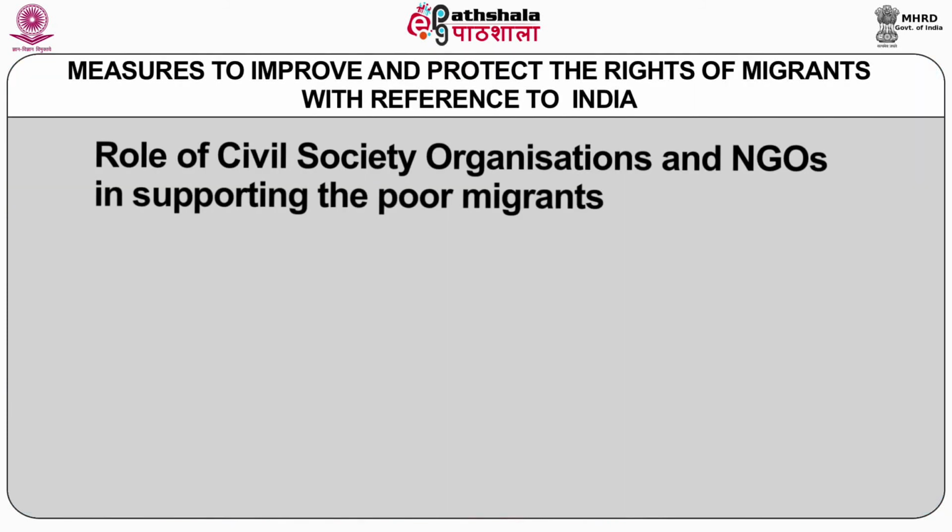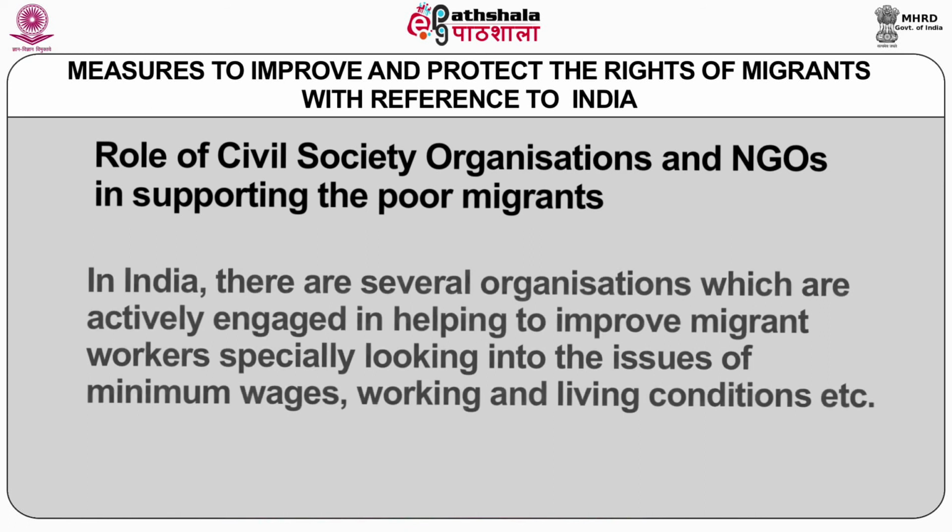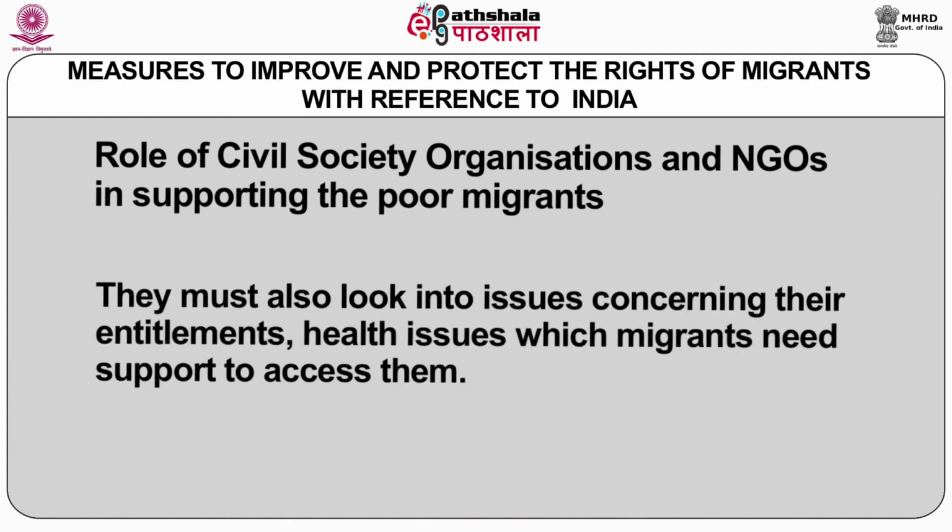Now, what's the role of civil society organizations and NGOs in supporting the labor migrants? In India, there are several organizations which are actively engaged in helping to improve conditions for migrant workers, especially looking into the issues of minimum wages, working and living conditions, etc. They must also look into the issues concerning their entitlements and health issues, which migrants need support to access.